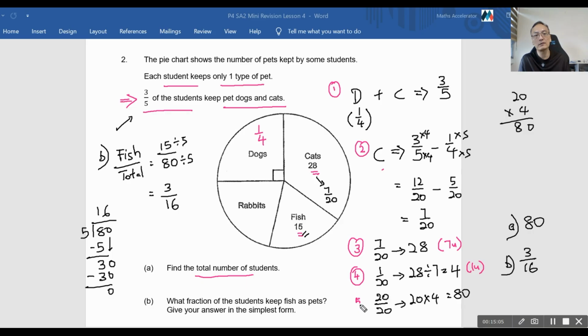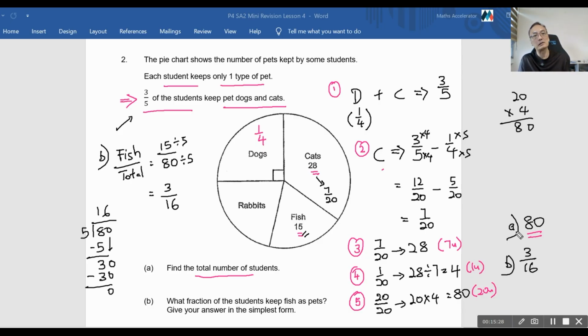So step 5, we have to find 20 units because that's the total. 20 times 4 will give us 80. So that is step 5. That will be 20 units. So we carry out 5 steps in order to get the answer of 80. So this part A will definitely carry more marks.